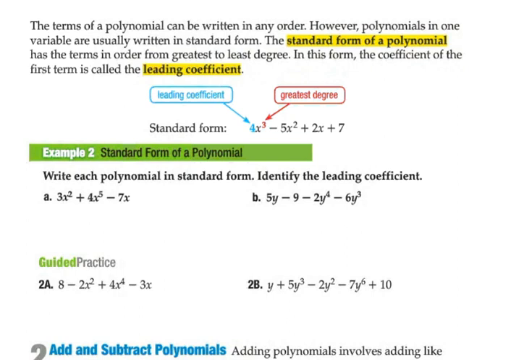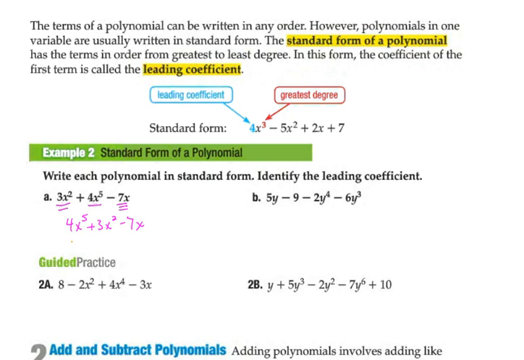Okay, so example 2, we're supposed to write each polynomial in standard form. So greatest degree down, then identify the leading coefficient. So standard form, what has the highest degree? This one does. Who has the second highest? That first term, and then the third. So we are going to write this as 4x to the 5th, a positive 3x squared and a negative 7x. Okay, now we're supposed to identify that leading coefficient. Remember, that is the constant that is attached to that first one. So whoops, that did not change my color.